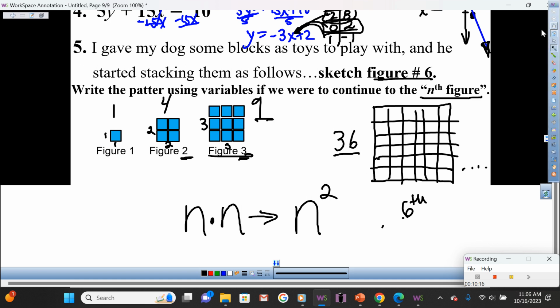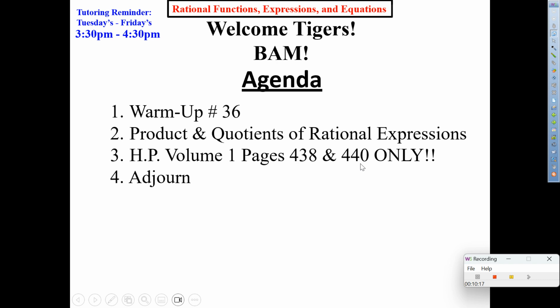Woo-wee. All right, copy the agenda, please. Warm-up number 36, product and quotient of rationals. We're moving on today. And tonight's home play from your books at home that you stashed somewhere in your room that I asked you to clean over the weekend. Go to volume 1, pages 438 and 440. Only 2 pages tonight. You are able to tear out the pages if you need to. That's fine.